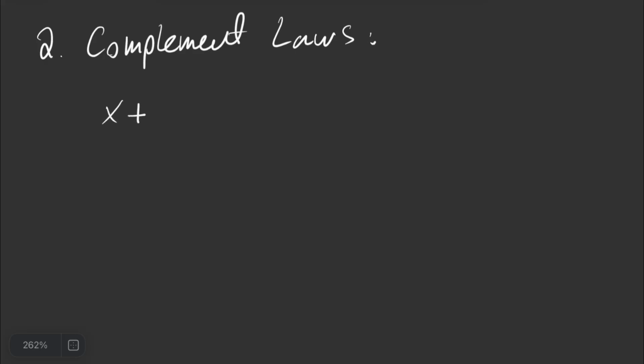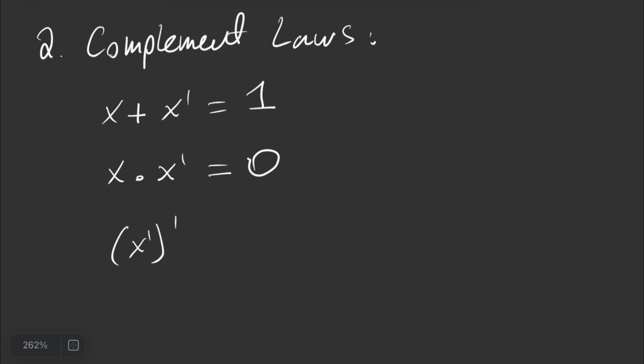The second law I want you to know is our complement laws. For our complement laws, x or x prime is going to equal 1. X and x prime is going to equal 0. X double prime is going to equal x, because these two primes cancel out. Okay?